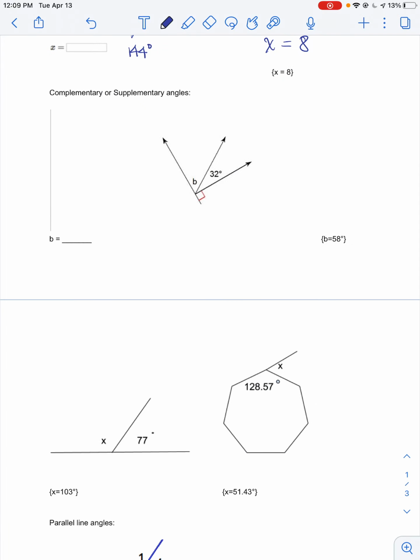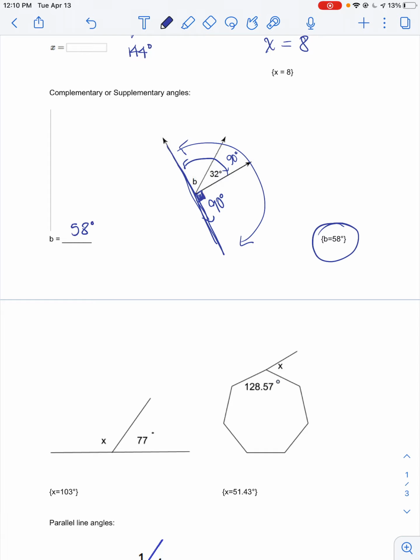As we move on, we're looking at something where we're finding a missing angle for complementary or supplementary angles. When I look at this overall picture, I see that this much of the angle, that right angle symbol there, tells me that that is 90 degrees. Now this entire thing here is 180. If this much of it is 90, this much of it on the other side must also be 90, making B and 32 complements. If I just take 90 minus 32, I get that angle B must be equal to 58 degrees.